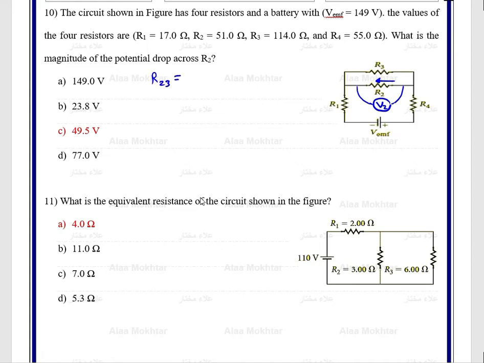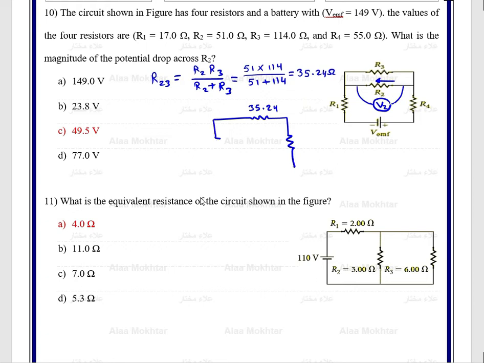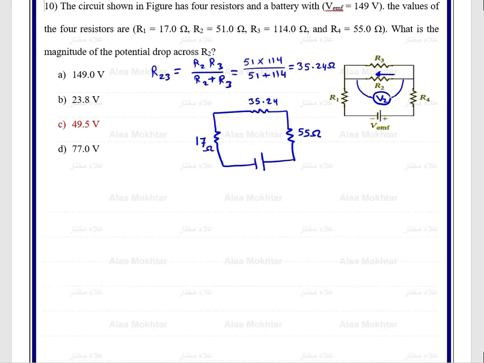So R23 equal R2 times R3 over R2 plus R3, which is 51 multiplied by 114 over 51 plus 114. The answer will be 35.24. The circuit will be like that. There is a resistance R4 in this branch and this resistance R1, and there is a battery. R4 equal 55, R1 equal 17 ohm. These three resistors are now in series connection, so the equivalent resistance for the circuit is 17 plus 35.24 plus 55. The answer is 107.24 ohm.